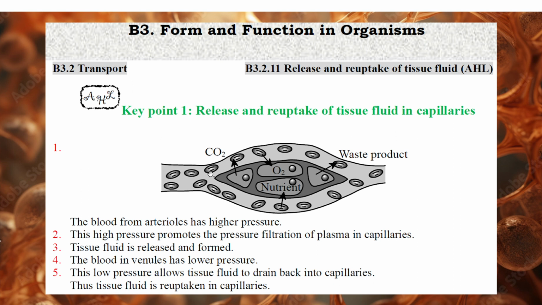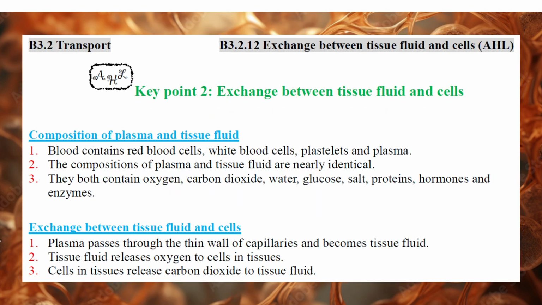First of all, at the arteriole on the left hand side, the pressure is high, so the tissue fluid will be squeezed out. But at the right, at the venule, the pressure is low, and then the tissue fluid will go back inside. Tissue fluid is similar to the blood, very similar. So it's one way, the natural way.